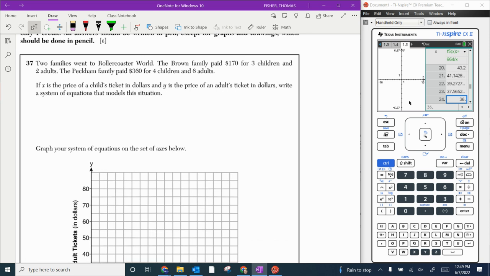37, the last question, here it is. Systems. I love making systems for last questions. Okay, there's a lot of steps here. There's a graph. There's a whole bunch of stuff going on here.